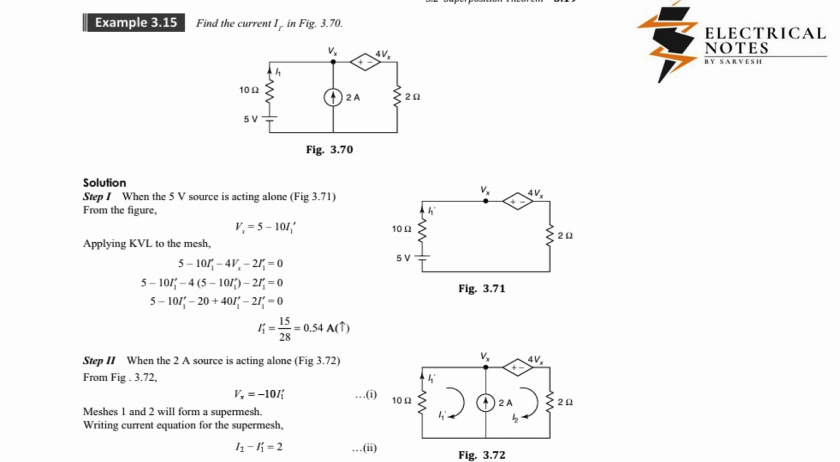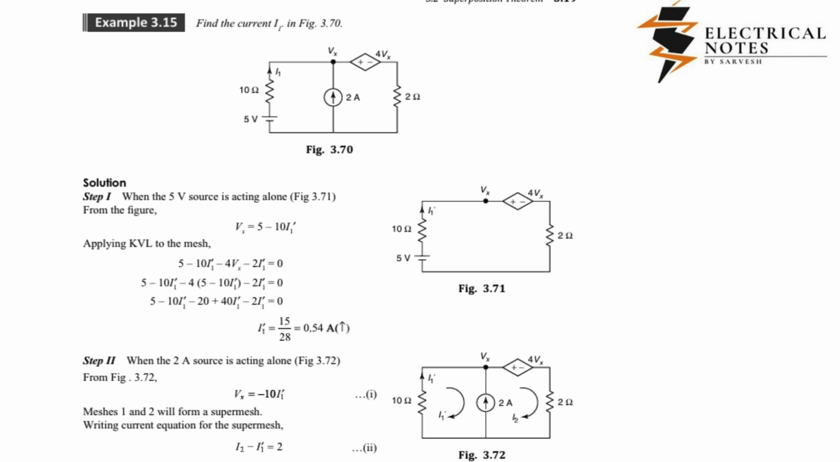Solution. Step 1: when the 5V source is acting alone, figure 3.71. From the figure, Vx equals 5 minus 10I1. Applying KVL to the mesh: 5 minus 10I1 minus 4Vx minus 2I1 equals 0. 5 minus 10I1 minus 4(5 minus 10I1) minus 2I1 equals 0. That gives minus 20 plus 40I1 minus 10I1 minus 2I1 equals 0.